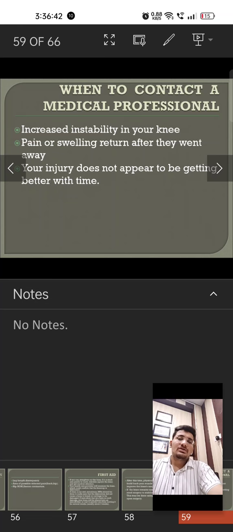So when to contact a medical professional? It is very important. So when increased instability in your knees, when you feel more unstable, pain or swelling return after they went away, your injury does not appear to be getting better with time.